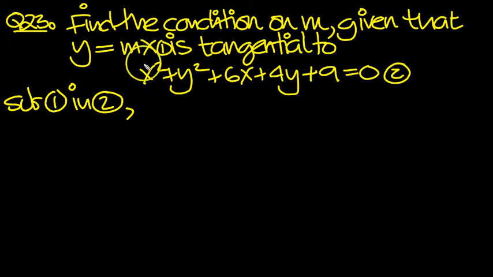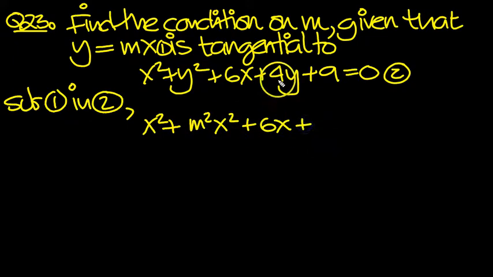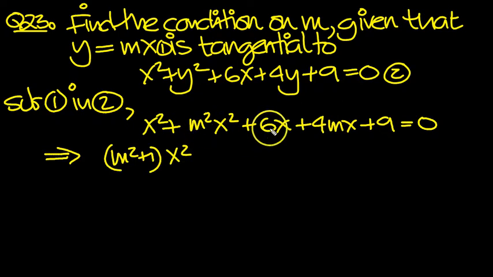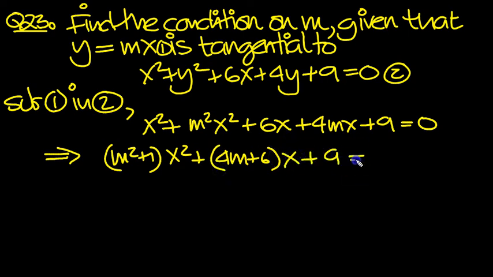So let's do the substitution first. x squared plus y squared, which is mx. So mx squared is mx times mx, so that's m squared x squared, isn't it? Plus 6x plus 4y, which is 4 lots of mx, plus 9 equals 0. So we've got m squared plus 1, lots of x squared, so that's those two terms done. 4m plus 6, and that's lots of x, plus 9 equals 0.